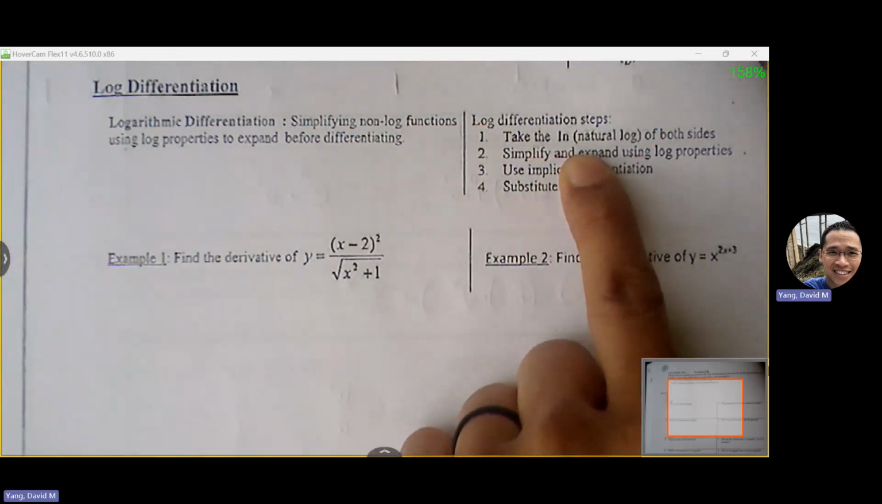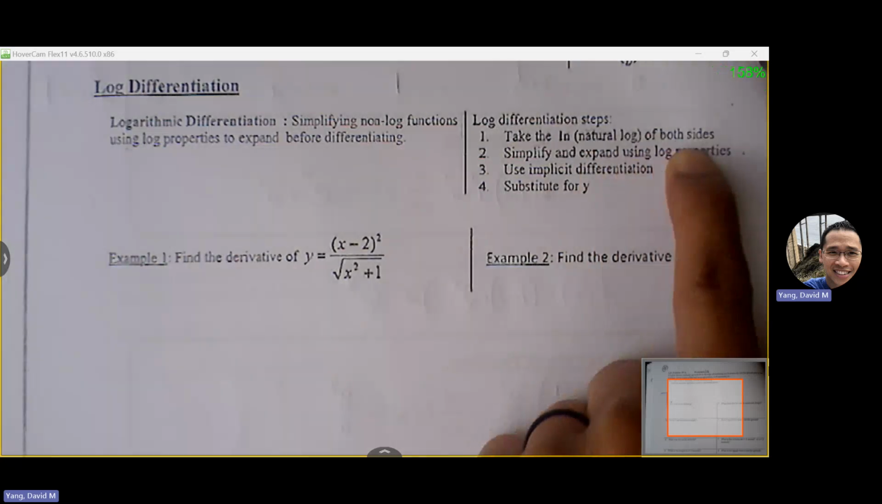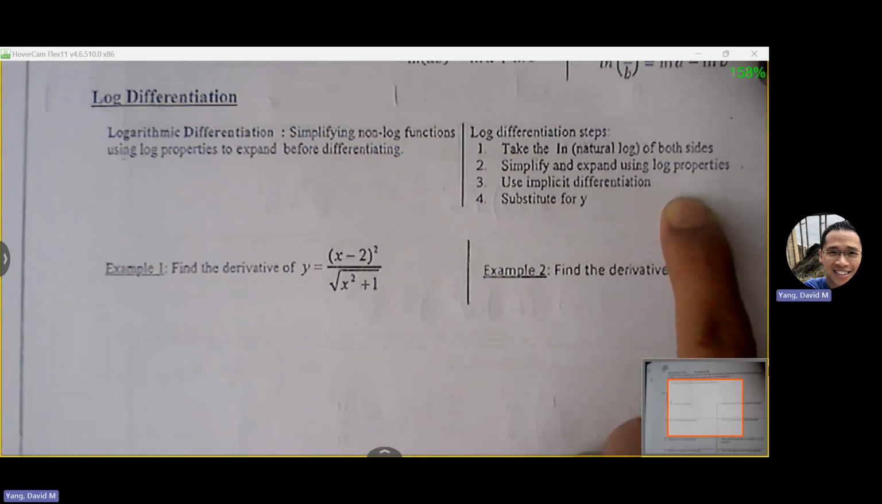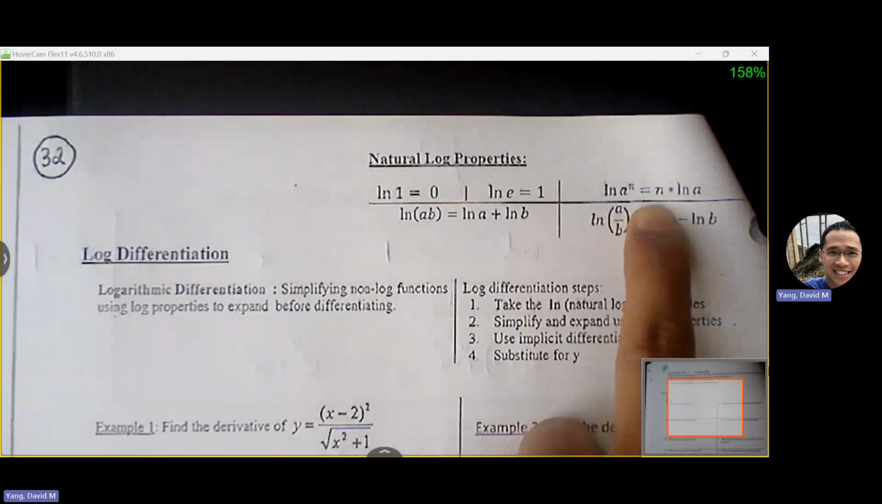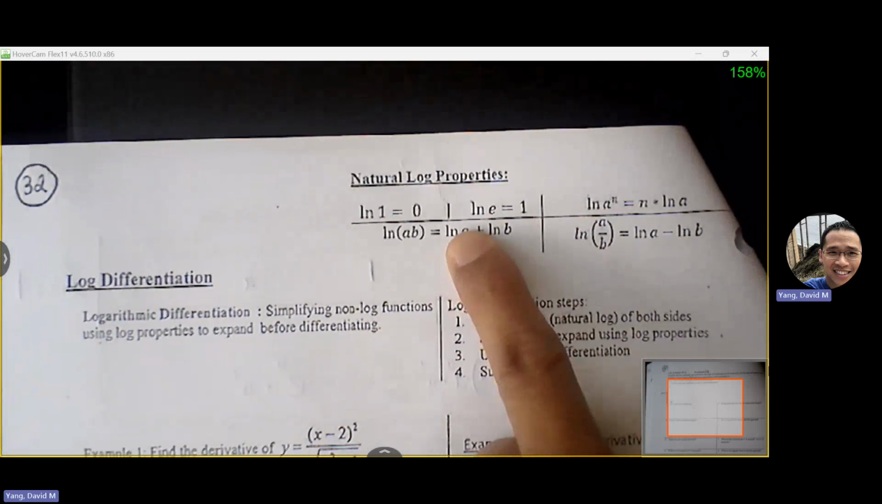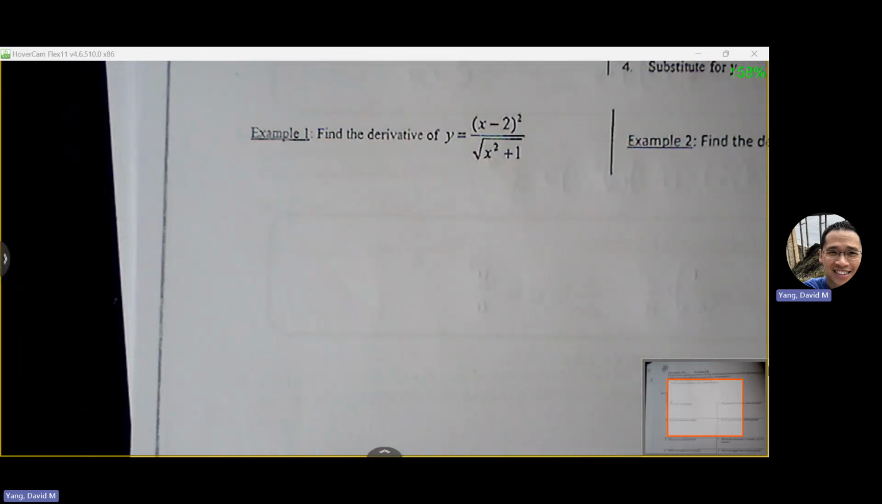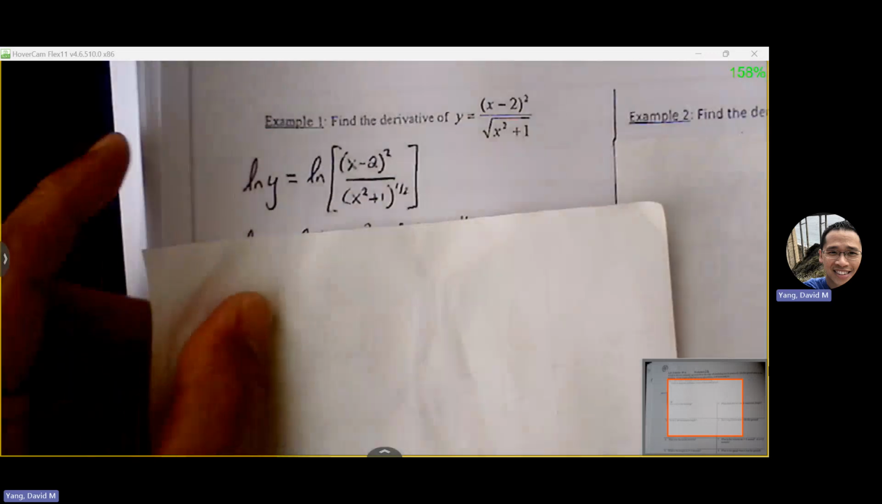Okay, so here are our steps. First, we're going to take the natural log of both sides. And then we're going to look to simplify and expand using log properties, whether it's the power property, product property, or quotient property. Okay, so let's take this one step at a time. So our first step, we're going to introduce logs into our problem. So take the natural log of both sides.